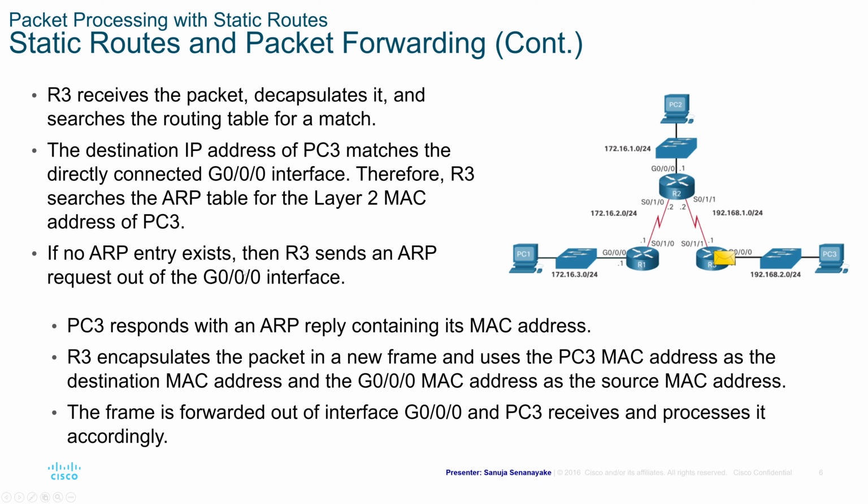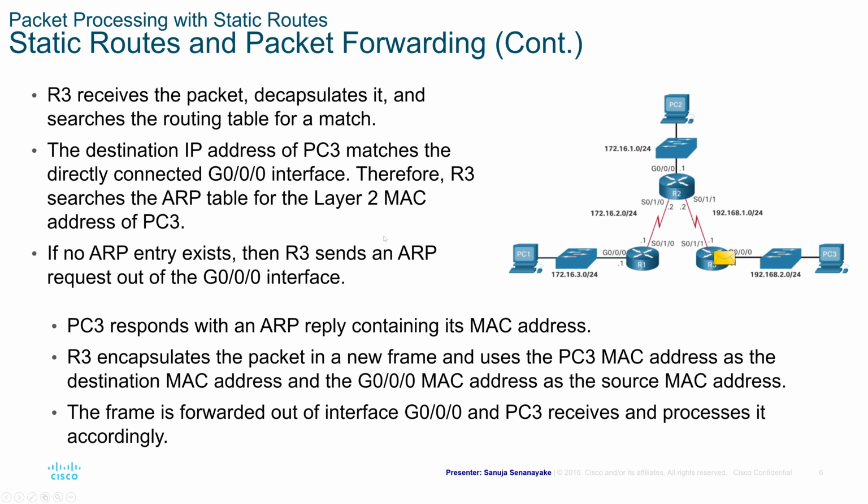Remember, the ARP table holds the layer 2 MAC address for PC3. If no ARP entry exists, then R3 sends an ARP request out the G0/0 interface. PC3 responds with an ARP reply containing its MAC address. R3 encapsulates the packet in a new frame and uses PC3's MAC address as the destination MAC address and the G0/0 MAC address as the source MAC address. Then the frame is forwarded out from interface G0/0 and PC3 receives it and processes it accordingly.